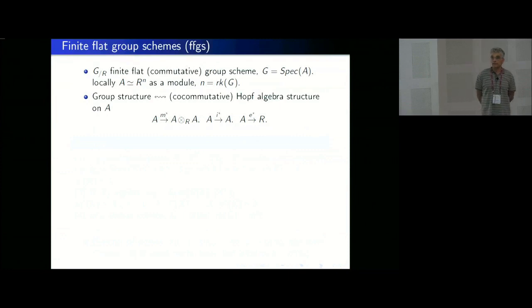What is a finite flat group scheme? So first of all, we have a ground ring R, and we have some finite locally free... Actually, if the base is non-Noetherian, flat is not enough. It has to be locally free. Scheme Spec A, affine, and it has a group structure.